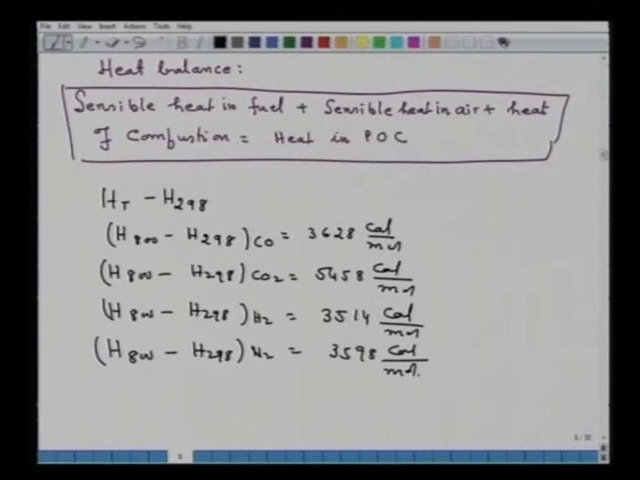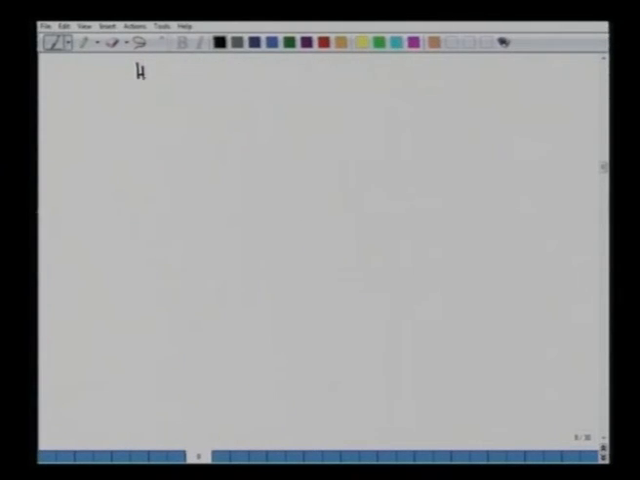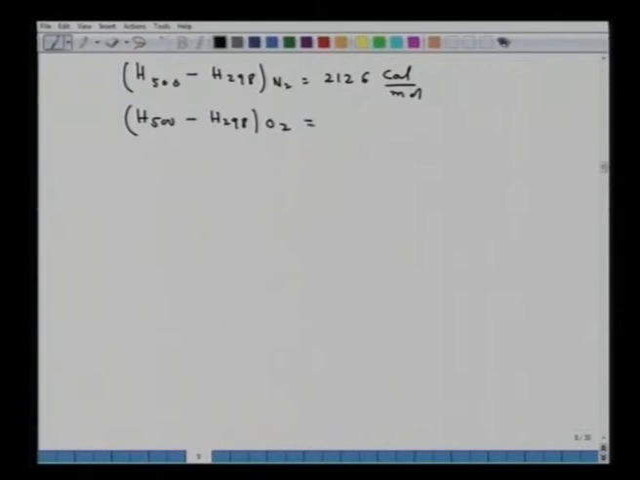Similarly, air is preheated to 227 degrees Celsius. So, I write H500 minus H298 for nitrogen, 2126 calorie per mole, and H500 minus H298 for oxygen, which is equal to 1455 calorie per mole.